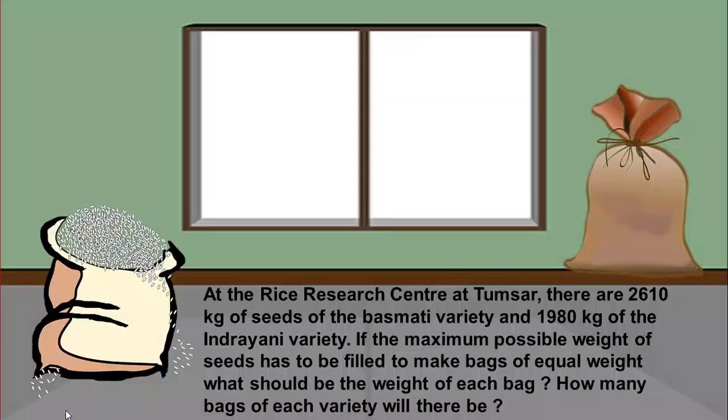Now children, let's see the last example. Rice Research Center at Tumsar has 2610 kg of seeds of the Basmati variety and 1980 kg of the Indrayani variety. If the maximum possible weight of seeds has to be filled, maximum possible means HCF, to make bags of equal weight, what should be the weight of each bag? Then, how many bags of each variety will there be? Firstly, children, you have to find the HCF of these two, and then you have to find the number of bags which can be formed.